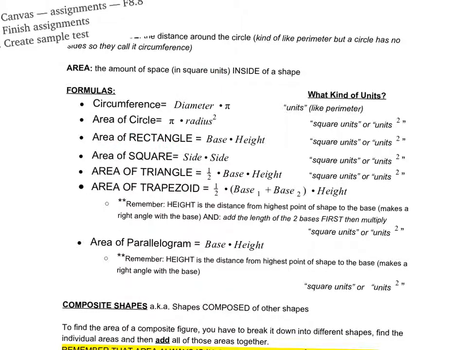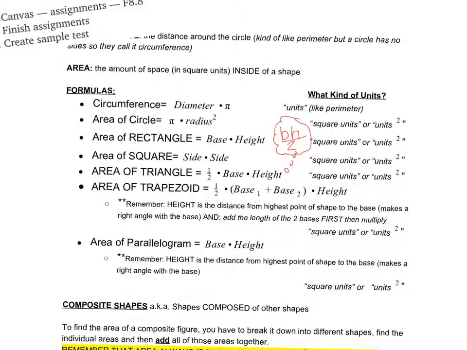The area of a rectangle, of a parallelogram, of a rhombus is base times height. The area of a square is also base times height, but because the sides are equal in length, you could just say it's the side times the side. The area of a triangle is base times height divided by 2, which is the same thing as, if you see here, it says 1/2 base times height. So base times height divided by 2 is the same thing as 1/2 base times height.